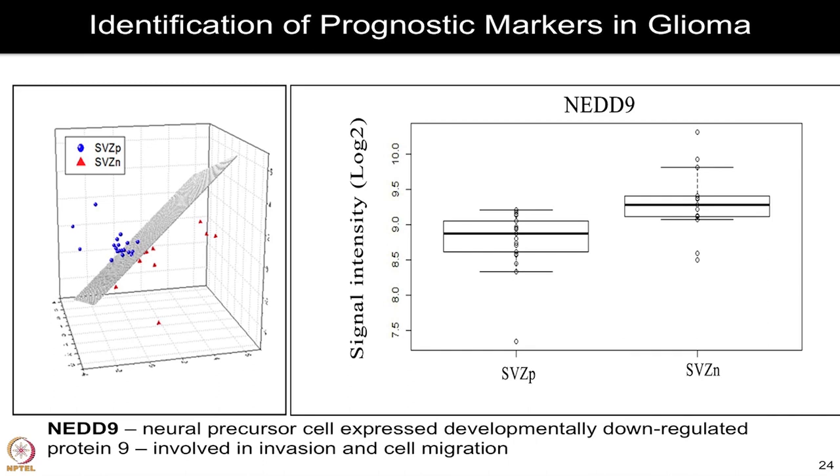What we are talking about right now is patients of the same grade, grade 4 GBMs, and within the same grade, some patients have the tumor in a different location, SVZ positive, and some away from the SVZ region, which are SVZ negative. So, it is a very challenging problem for us to address, because the patients are the same grade, with just one minor change in the tumor location.